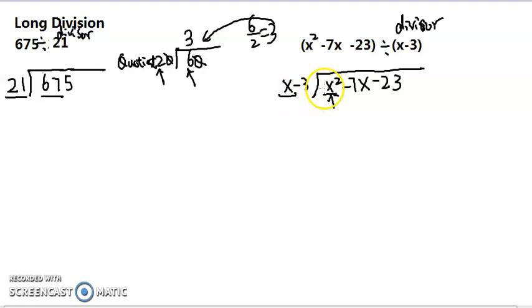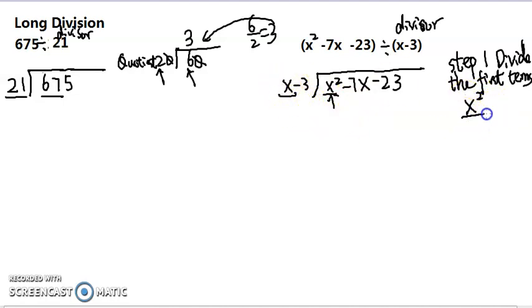So similarly, with the variables, you may not be able to see it as easily as numbers. 2 goes into 6 3 times. And you're going to have to see 2x goes into x squared how many times. Some of you may be able to see it, but if you can't, you can do the same thing, do division. So step 1, we will divide. Divide what? We just divide the first terms.